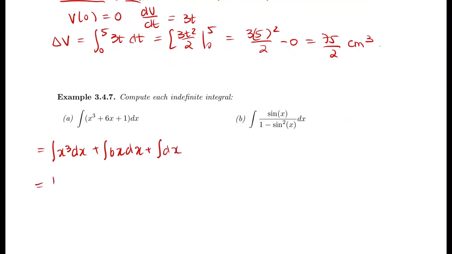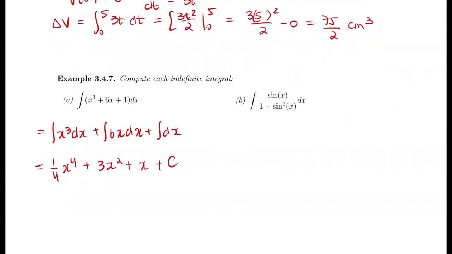So that means we would just get a quarter x to the fourth plus 3x squared plus x, and then plus c at the end. And as for the second one, well, notice that in the denominator here, we actually know this identity. So this one is also the same as saying cos squared of x. So we could actually evaluate this.